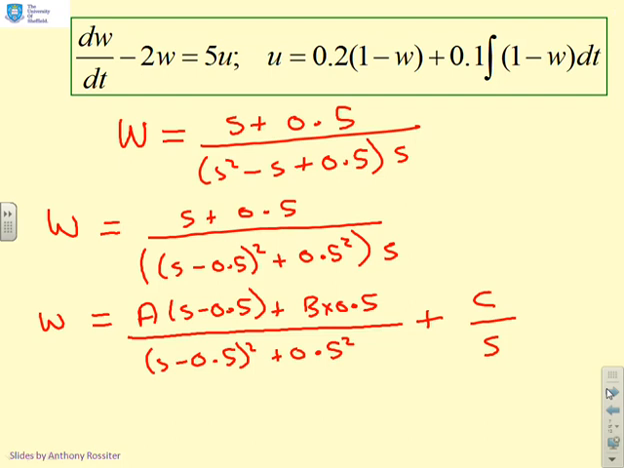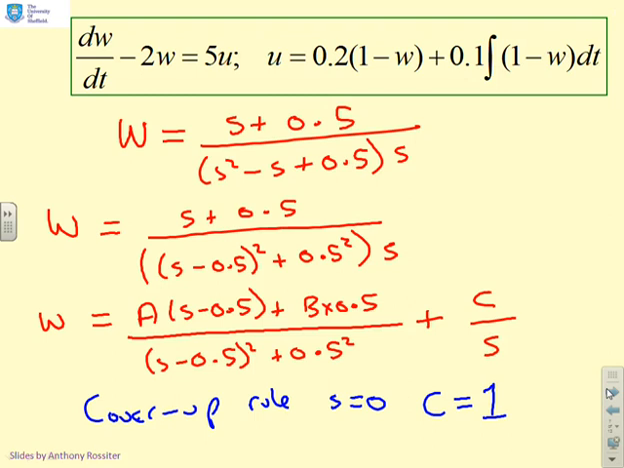So the a times s minus 0.5 tells me what I'm expecting to get the exponential times cos, and the b times 0.5 tells me about exponential times sine. Okay, I can use the cover-up rule to get c. So if we write cover-up rule, then you'll see if I set s equal to 0, then c equals 0.5 over 0.5, and what that gives me is 1. So c equals 1.